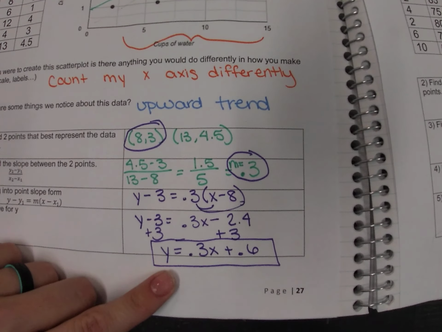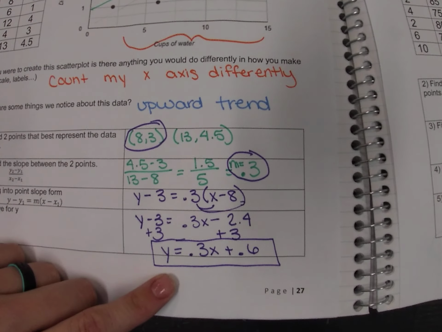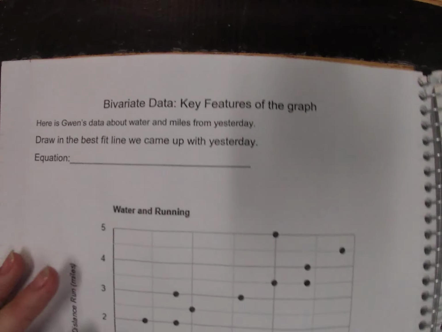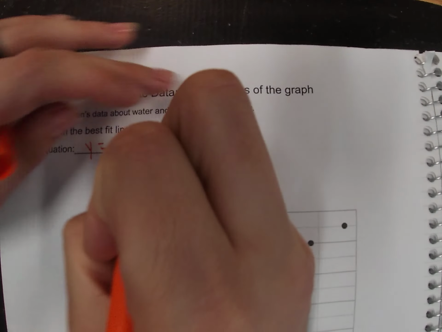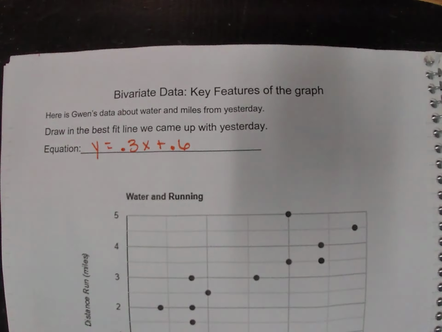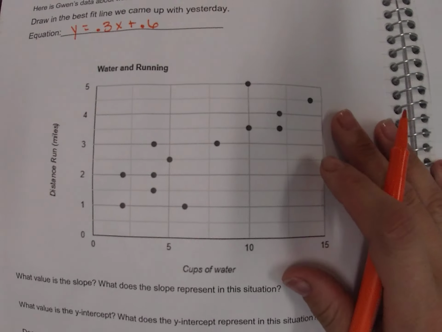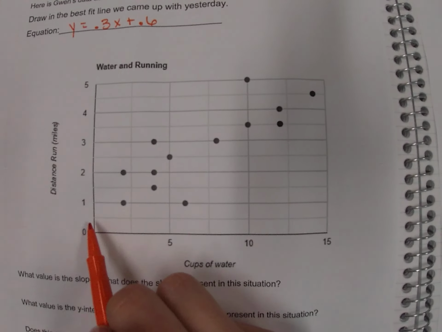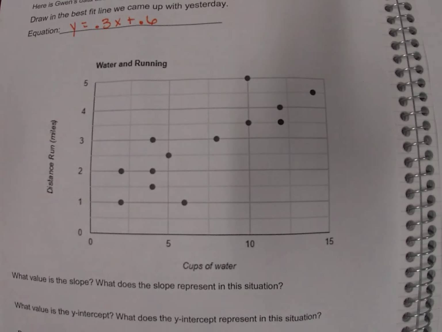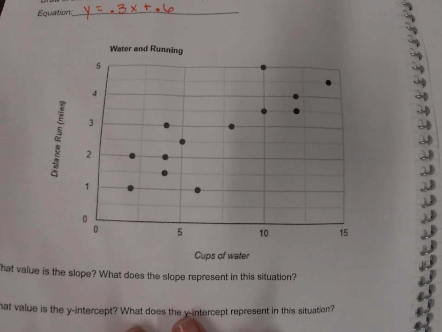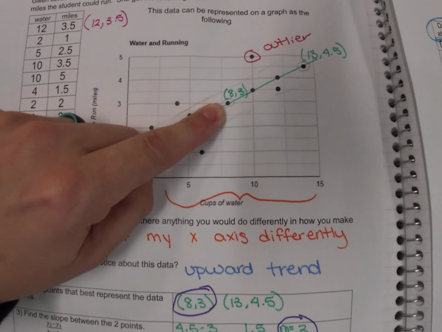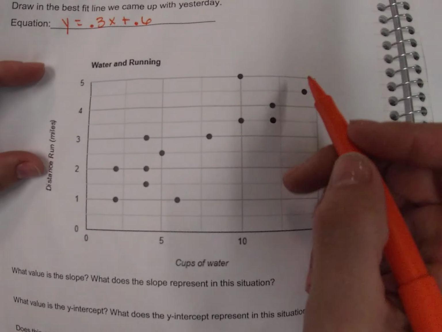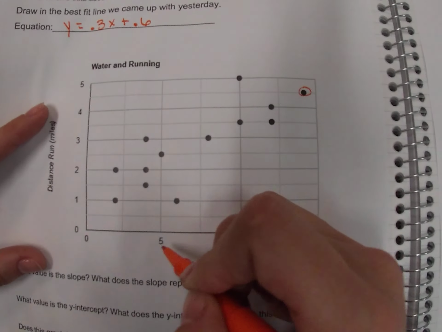The equation that we got as the best fit line was y equals 0.3x plus 0.6. And if I want to draw that line on here, you might go, oh, I don't want to start at 0.6 and count up 0.3 over 1. We don't need to do that. Again, we can just do what we did yesterday and find the 2 points that it came from. So that 8, 3 and the 13, 4.5.